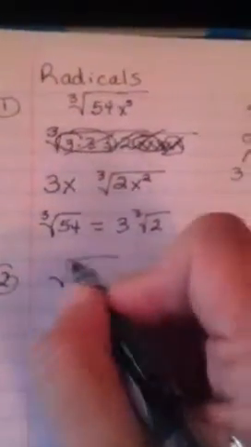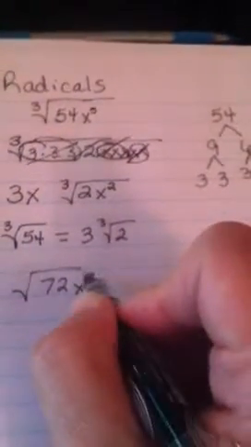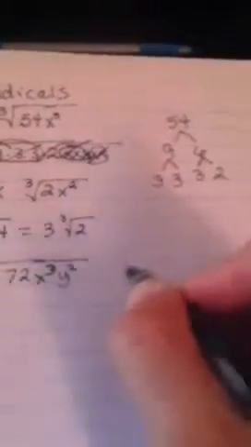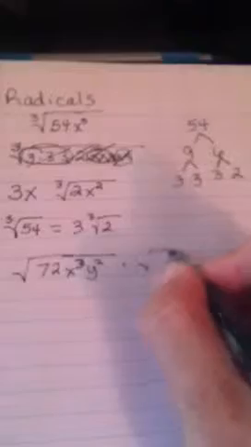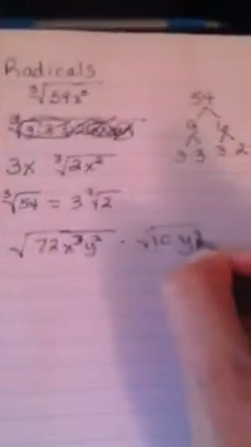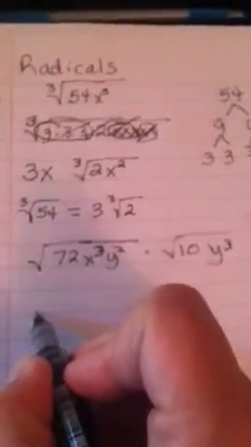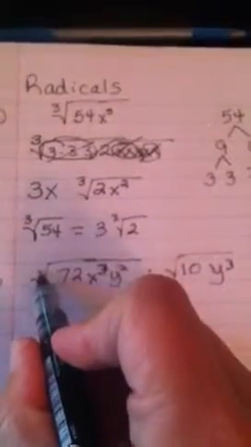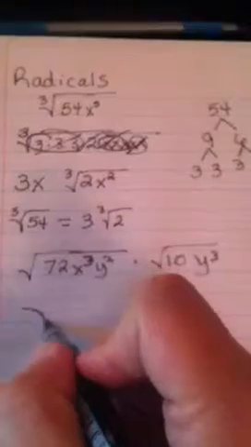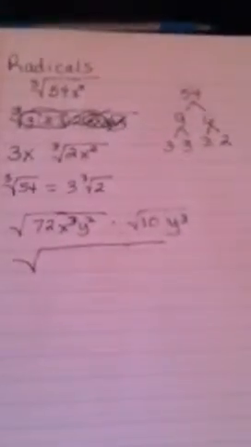This one will be a little bit harder. Okay, so the first thing we want to do, because this index is an understood 2, this index is an understood 2, and I'm multiplying them, as long as they have the same index, then everything can go under the same radical.